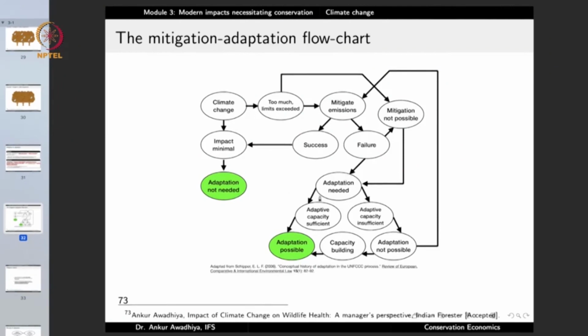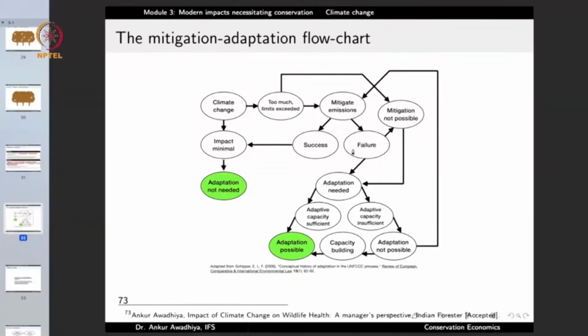Now, in the case of adaptation, we can adapt only to a particular capacity. There is always an adaptive capacity of any system, whether we talk about a natural system or a man-made system, whether we talk about an industry or a profession. We can only adapt to a particular extent. Adaptation is not infinite. So, when you cannot mitigate, the only option that is left is adaptation.